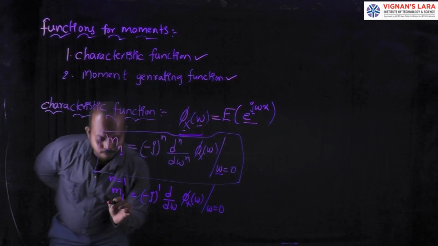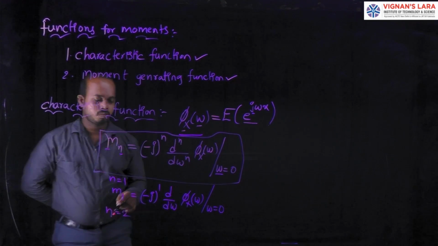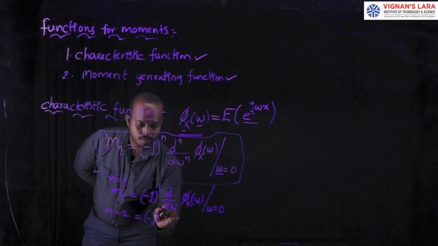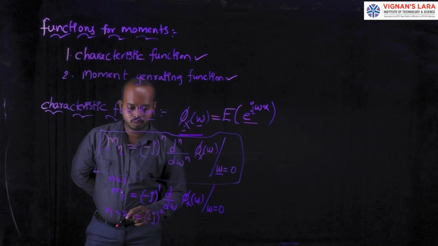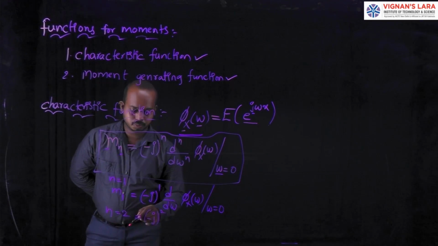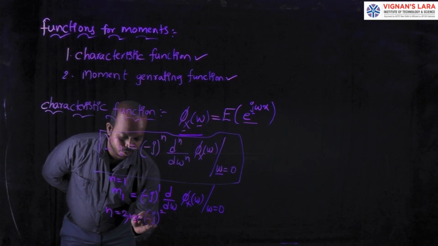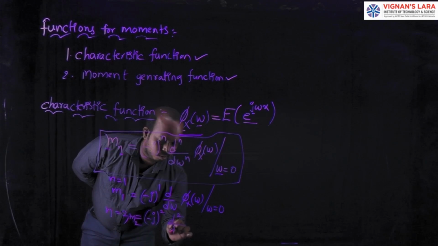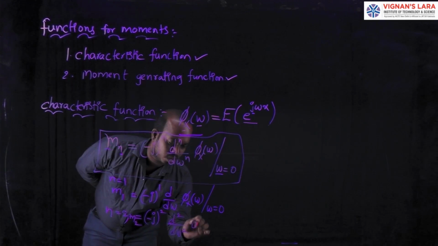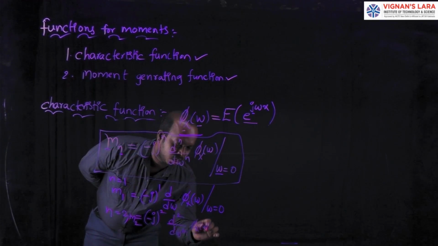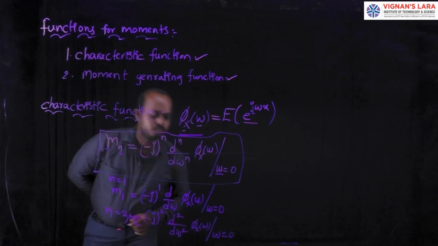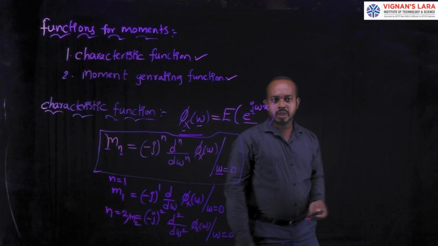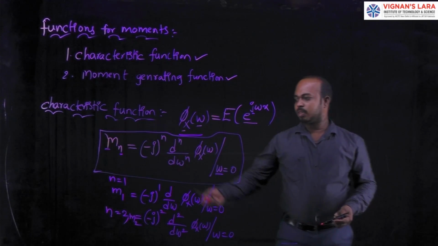For the second moment, n is equal to 2: minus j power 2, this represents m2, is equal to d square divided by d omega square of pi x of omega at omega is equal to 0. You can find the nth moment of a characteristic function; just keep the n value here.